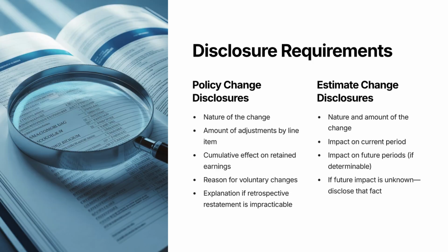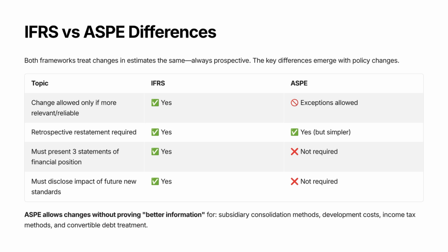So we now understand both policies and estimates. But what about disclosure requirements? Policy change disclosures are nature of the change, amount of adjustments by line item, cumulative effect, reason for voluntary changes, explanation if retrospective restatement is impracticable. Estimate change disclosures are nature and amount of the change, impact on current and future periods. If future impact is unknown, disclose that. We also need to understand how this differs between IFRS and ASPE, so let's break that down.